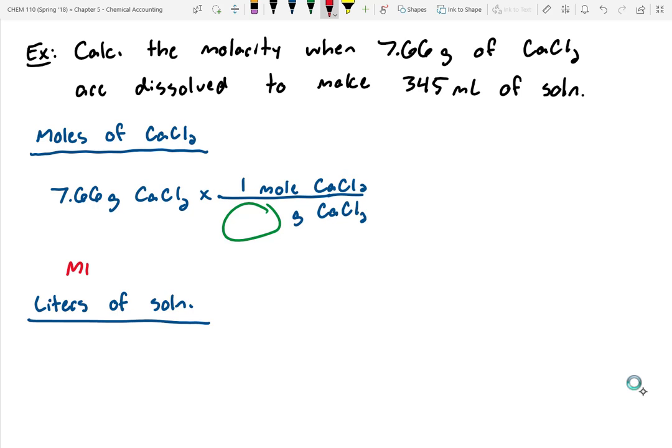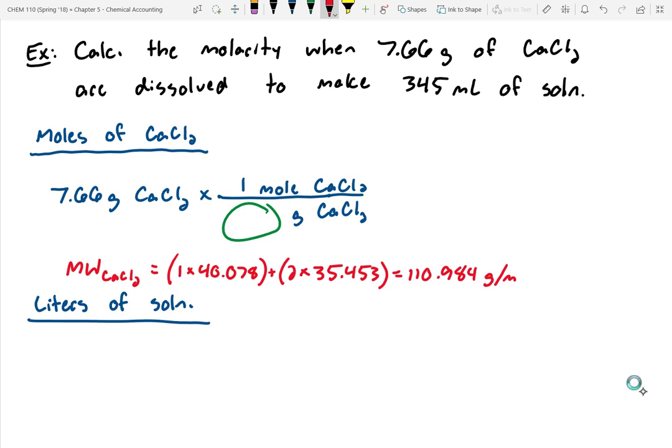So for example, I would say, all right, the molecular weight of CaCl2 is equal to 1 calcium atom, which is 40.078. Some periodic tables might not have all those digits. And then we've got 2 chlorines. So each chlorine is about 35.453, which is giving me a mass of 110.984 grams per mole.